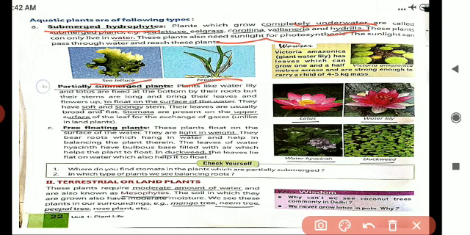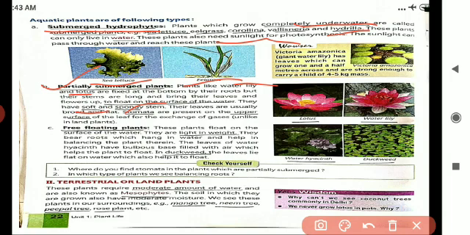The next one is partially submerged. From the word itself you can understand. Somewhat it will be afloat in water and somewhat it will be under the water. Okay, children, plants like water lily and lotus are fixed at the bottom by the roots, but their stems are long and bring their leaves and flowers up, so they float on the surface of water. The roots and stems are under the water. The stem will be soft and spongy.